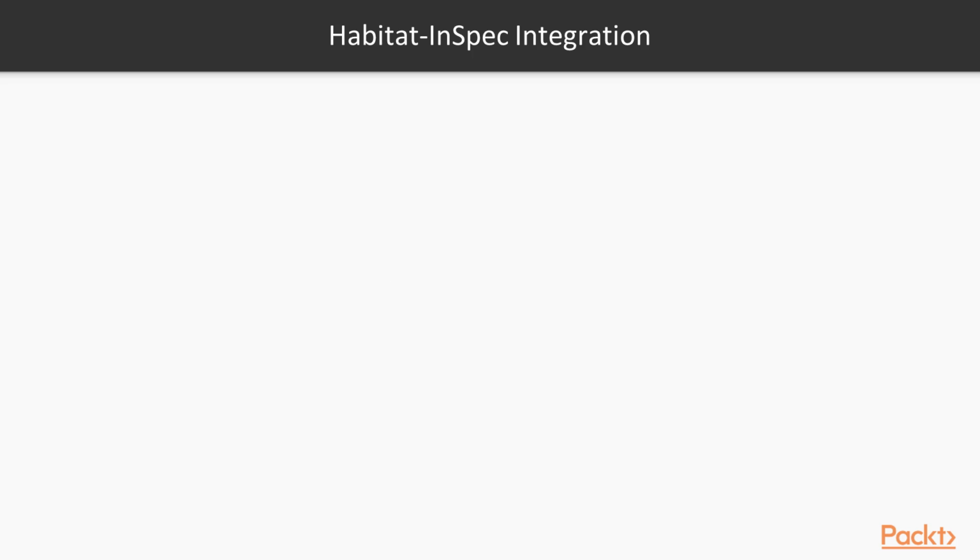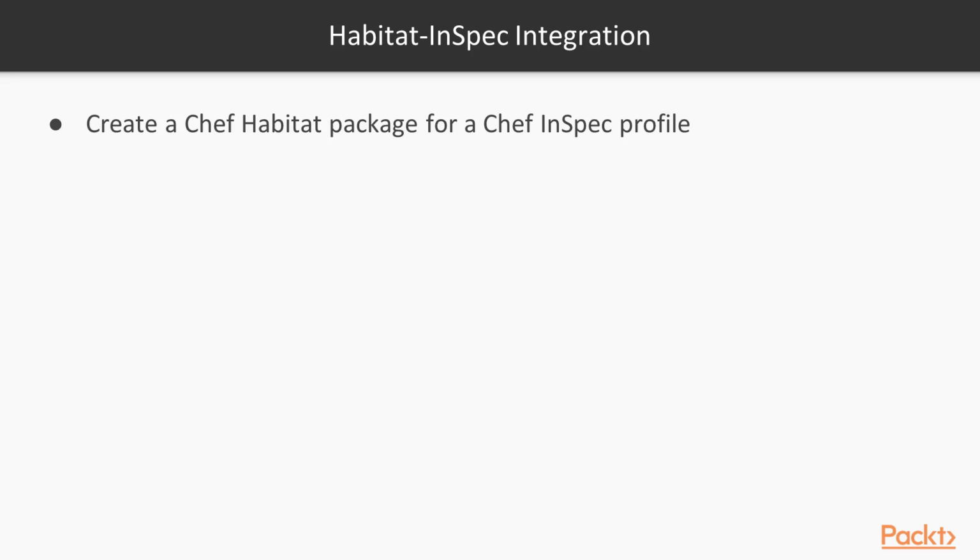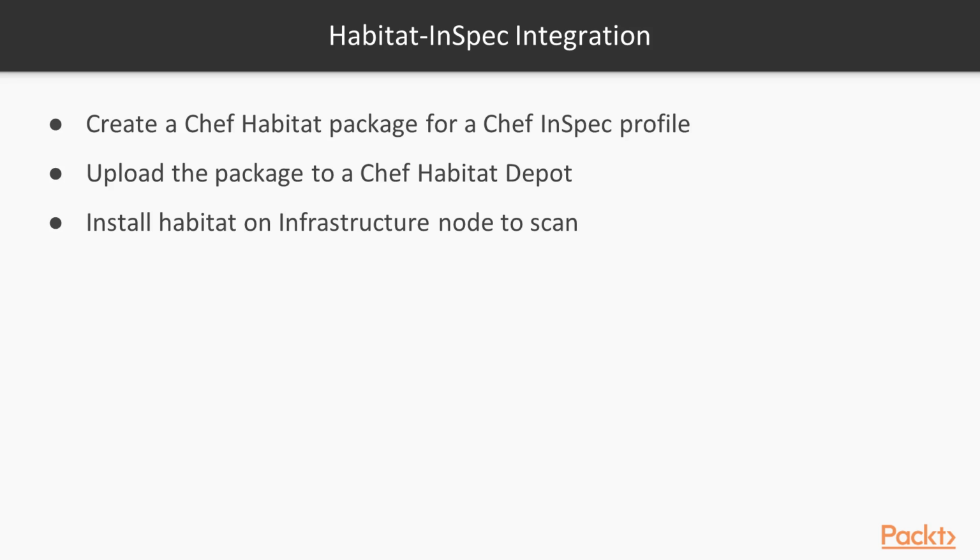So let's see what steps we would follow to audit our infrastructure using Habitat and InSpec. We will create a Chef Habitat package for a Chef InSpec profile. So we were creating a Habitat package for our application, and the difference here is we are creating a Habitat package, but it is for the Chef InSpec profile. Then we upload the package to the Chef Habitat depot, which is our builder instance, and we will install Habitat on the infra where we want to run the scan.